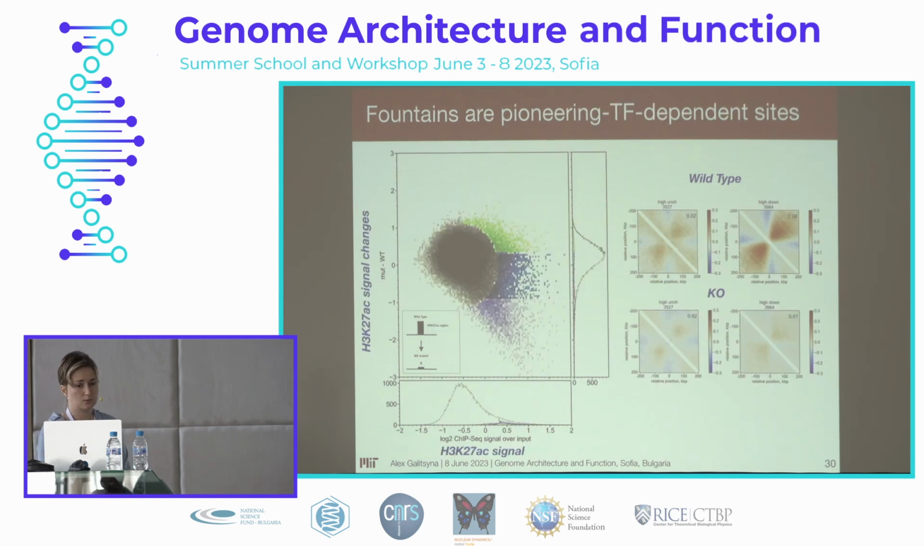The same goes with H3K27 acetylation. So we can do the same analysis for ChIP-seq of H3K27 acetylation in mutants versus wild types, and we also see that those downregulated H3K27 acetylation regions, they were forming very strong fountains, and they do not form them anymore in the triple factors knockouts.